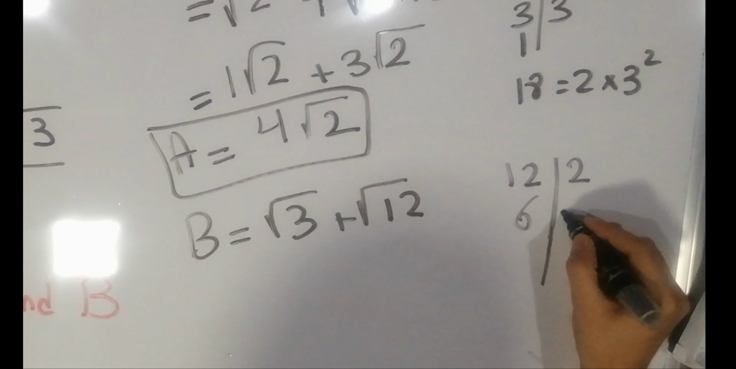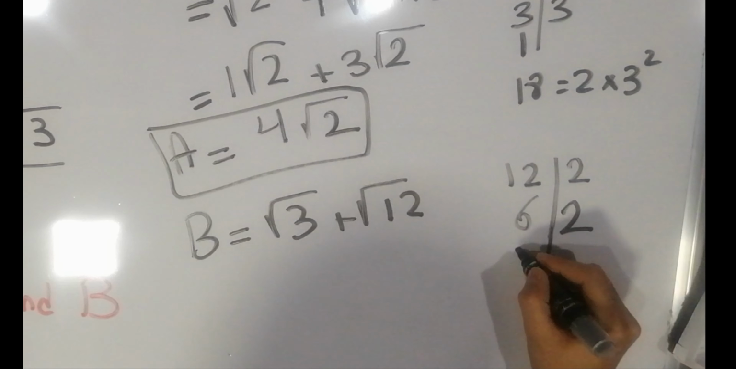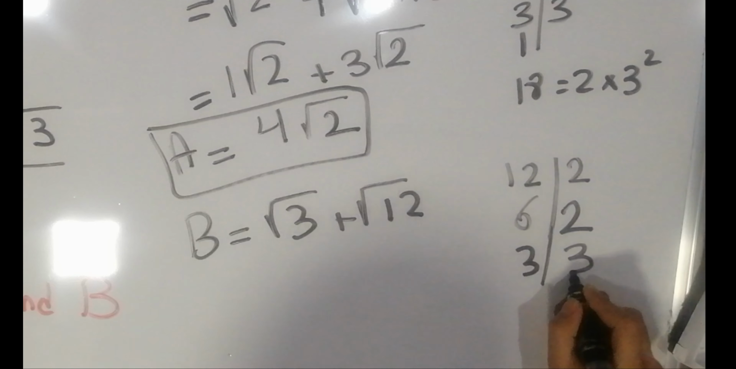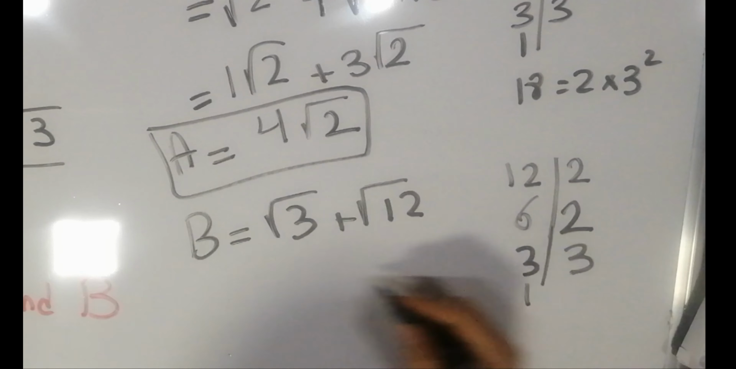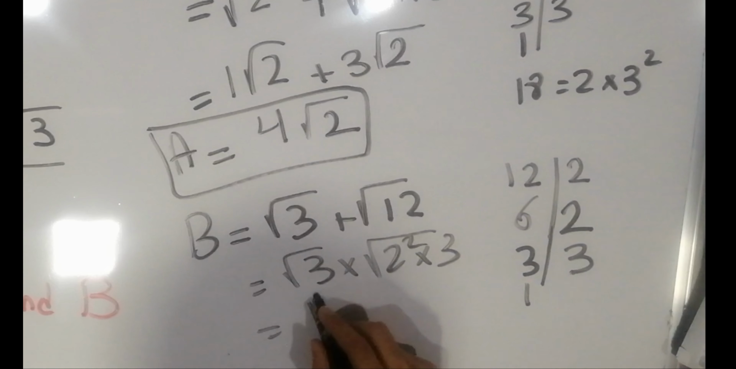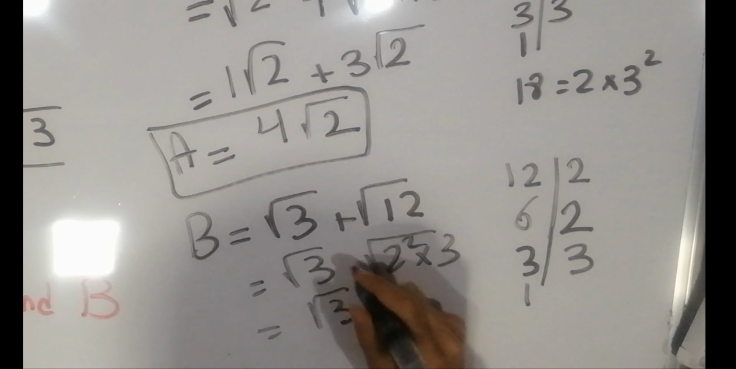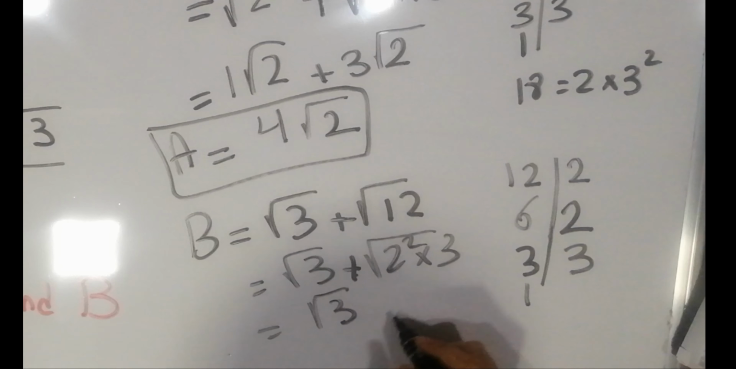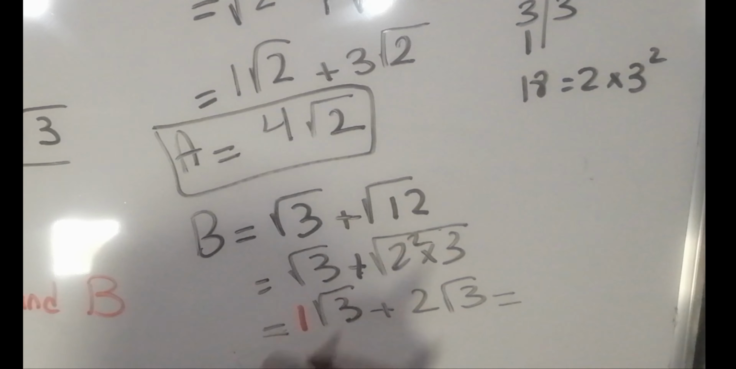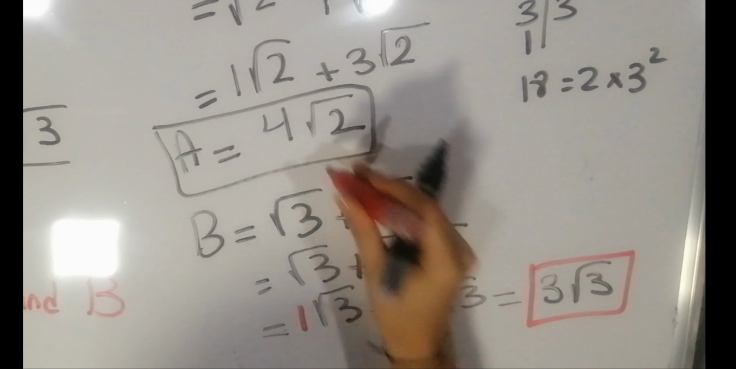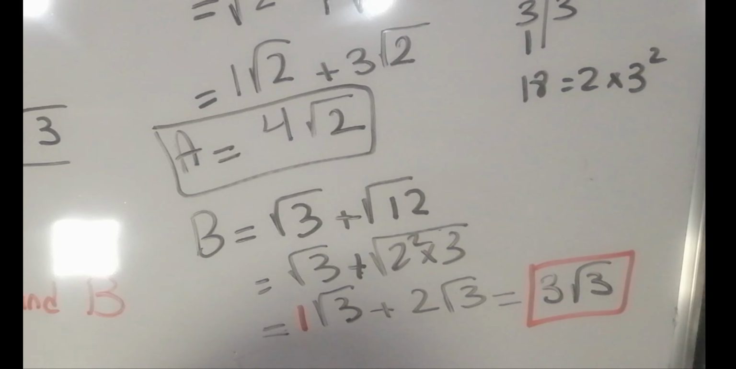So 12 divided by 2 is 6, and it is divisible by 2 again, so by 2 it is 3. Now it's not divisible by 2, so we divide by 3, the answer is 1. So 12 is 2 squared times 3, so radical 3 plus 2 radical 3, I'm sorry, this is plus. So 1 radical 3 plus 2 radical 3 will be 3 radical 3. So here we got B, and we got A, and now we should compare.